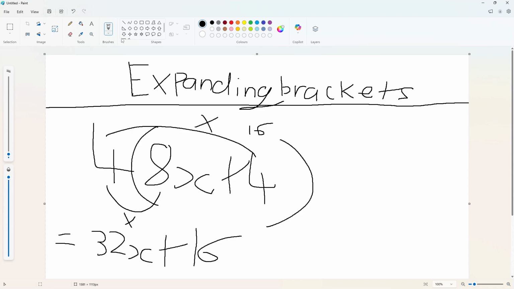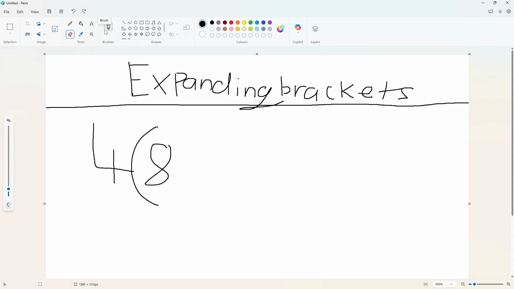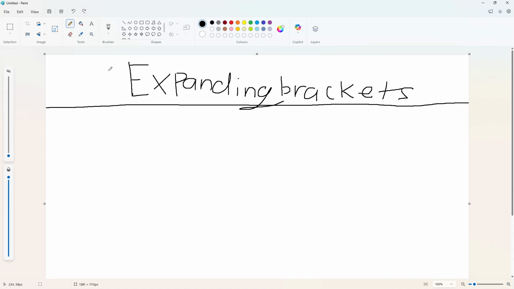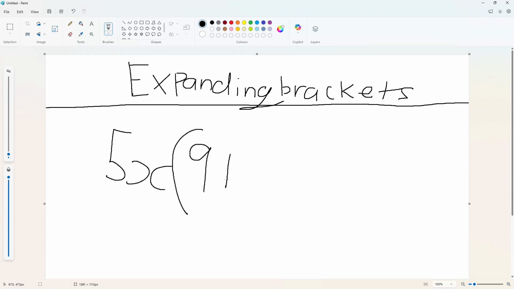Now let's try another one. Just grab my eraser tool. Better yet, I could just erase all of this like this. Now, let's try another equation. So, if we get 5x, so the x is on the outside this time, 9 plus 4.